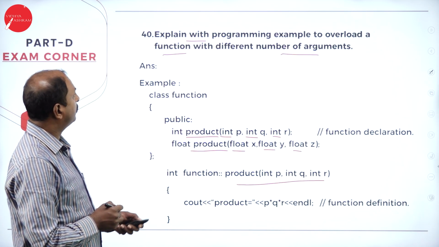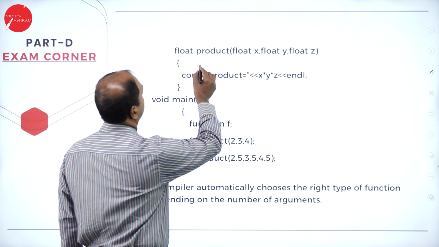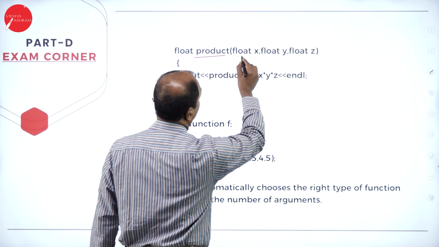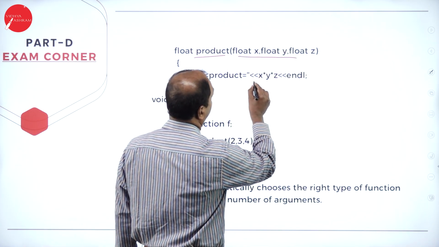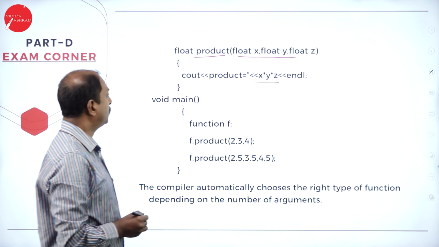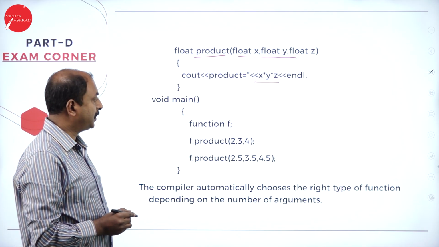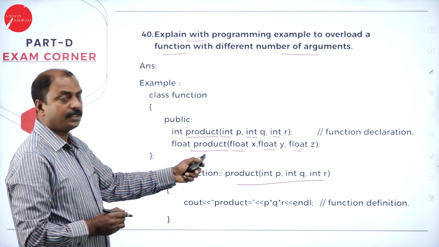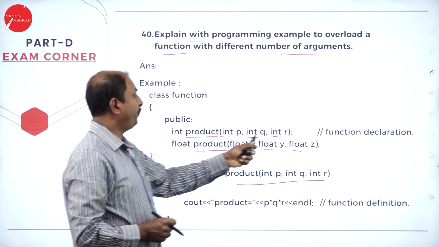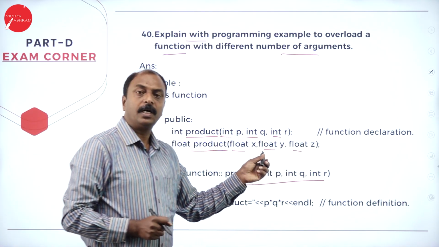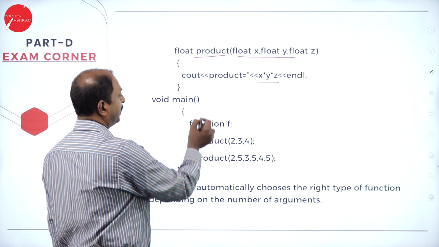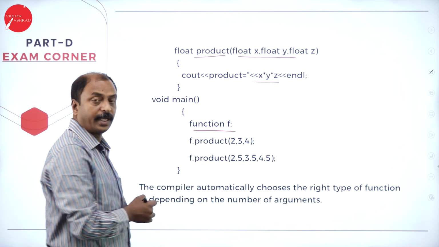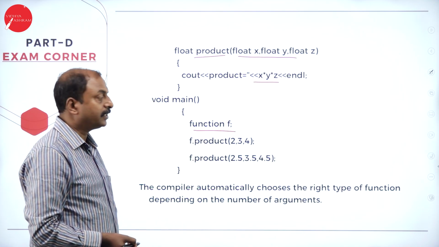In the next slide, this is the function definition of another function with data type float. Again it is going to multiply three numbers or three variables. If you observe this, there are two functions with the same name but they differ in their argument list or parameters. Look at the main function: creation of an object, f. We have to call the functions in the same order.